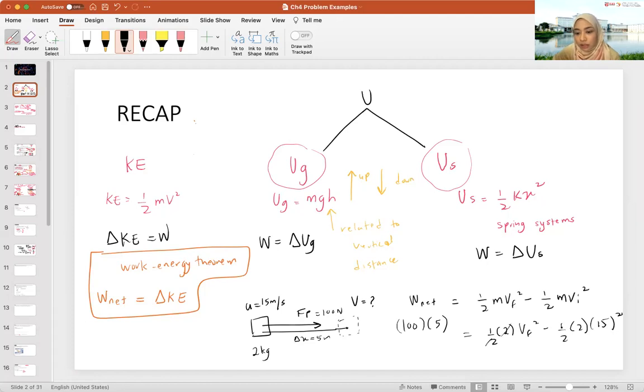Macam tu. So cancel out, 15 squared, 500 minus 15, 500 plus 15 squared, to square root kan, you will get your VF. So this is the instance, ataupun this is the scenario where you can use the work energy theorem. You know what is the net work done here. By net work, I mean the net force. You need to know what is the net force, and then times it with displacement. And then when you know what is the work done, you can equate it to your kinetic energy equation. This is when it is only related to velocity change.